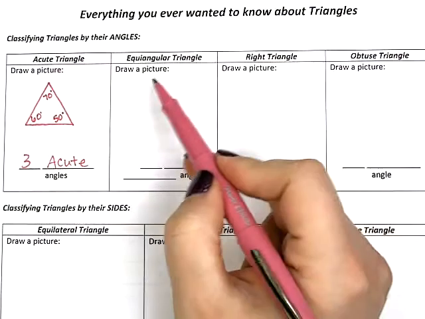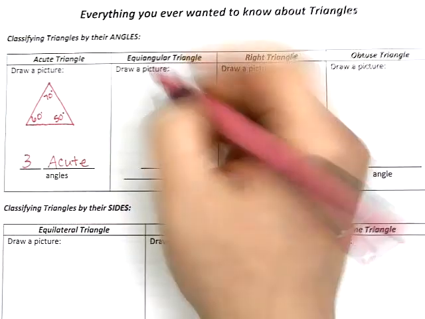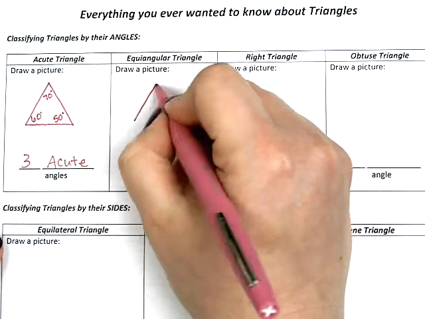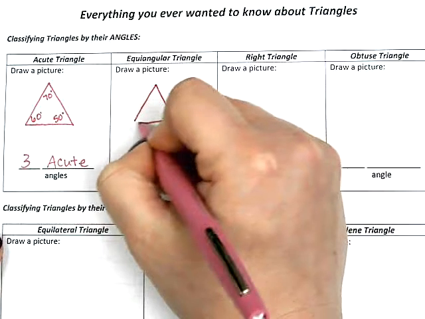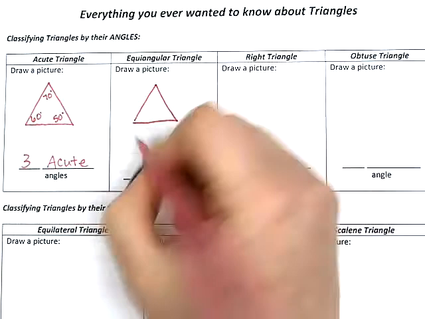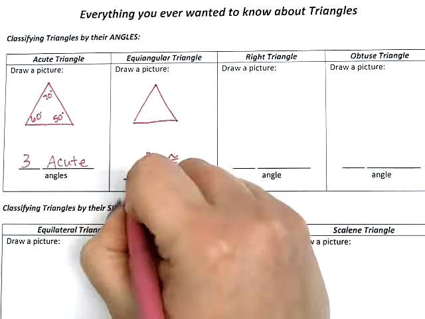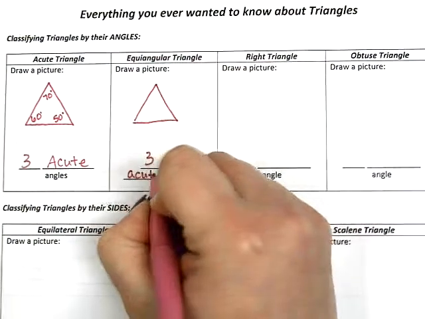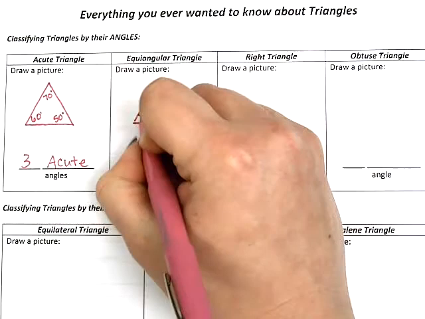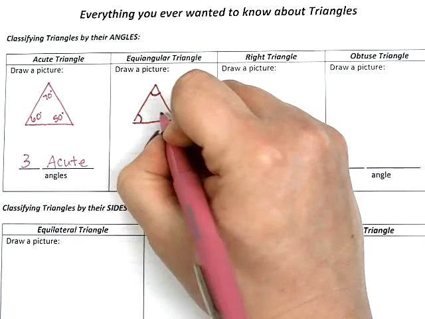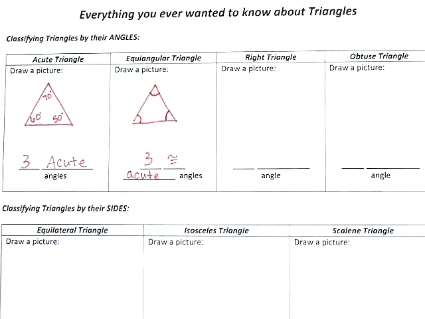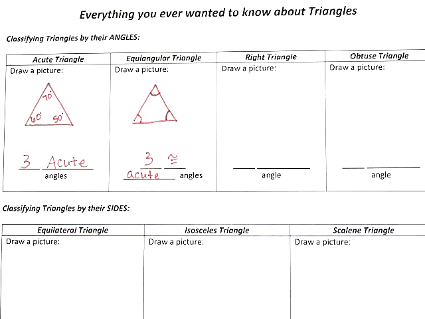All right, an equiangular triangle is a triangle that has three congruent acute angles. So it means that all three of them are exactly the same. So we can go ahead and put arc marks in there to show that they are the same.